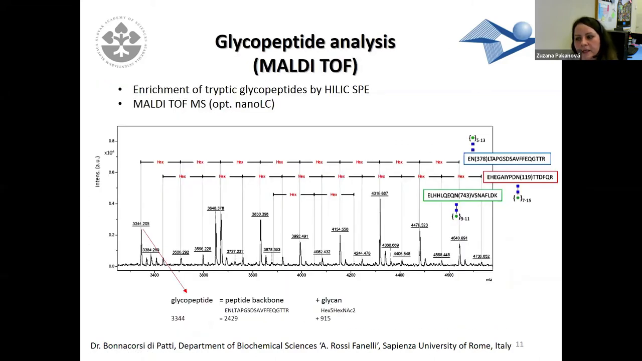Instead of deglycosylation with heavily labeled water, we can also analyze intact glycopeptides. For this purpose, enrichment of glycopeptides is crucial because we don't want to overlap signals, and that's why we usually use HILIC. It means hydrophilic interaction liquid chromatography-based solid phase extraction. So after this enrichment of glycopeptides, we just analyze them by MALDI-TOF mass spectrometry.